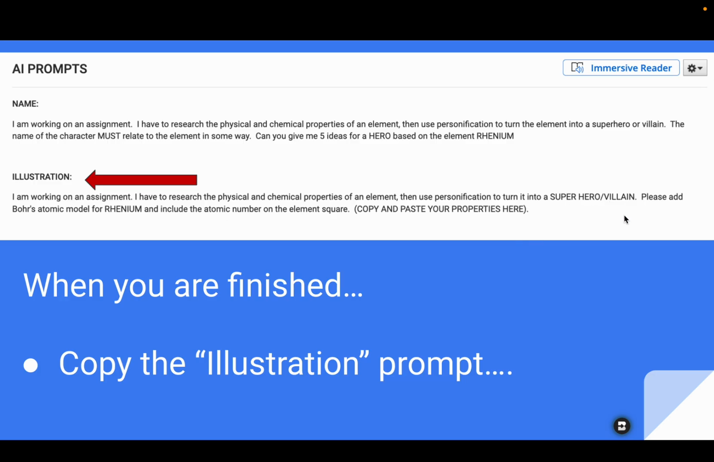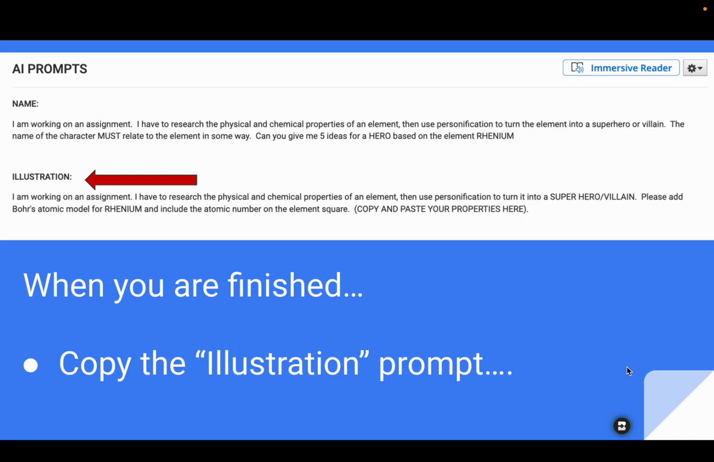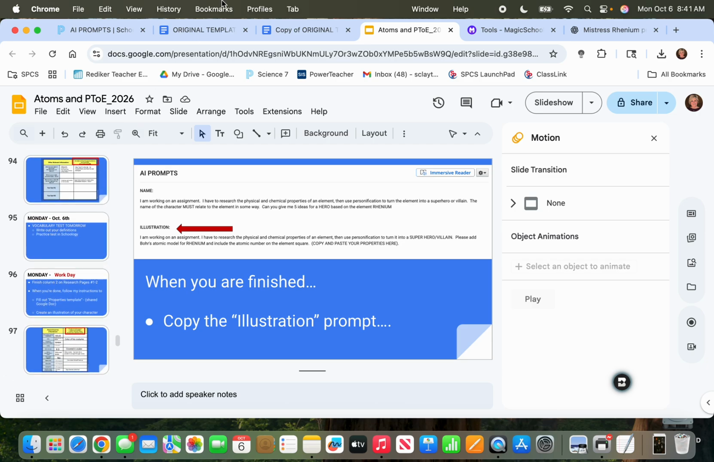And then something here I want to make sure that you know, you need to add Bohr's atomic model for rhenium, or for your element, and the atomic number on the element square. I forgot to tell you that. That is a requirement.